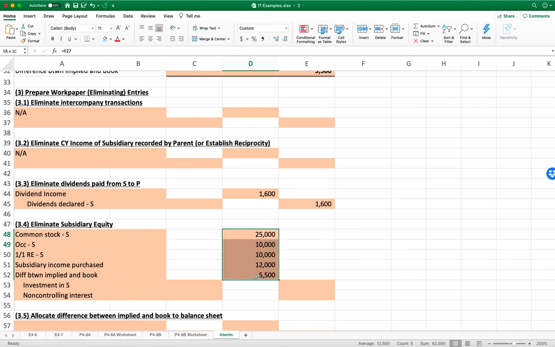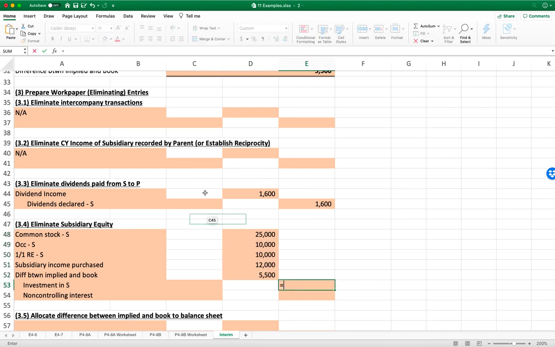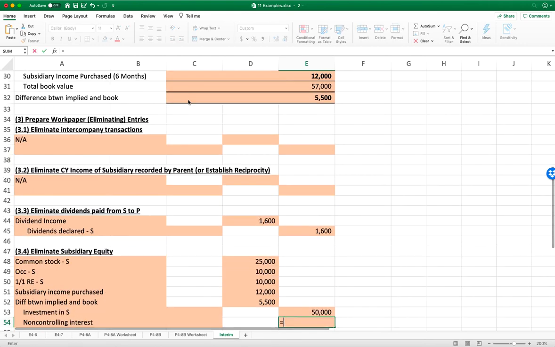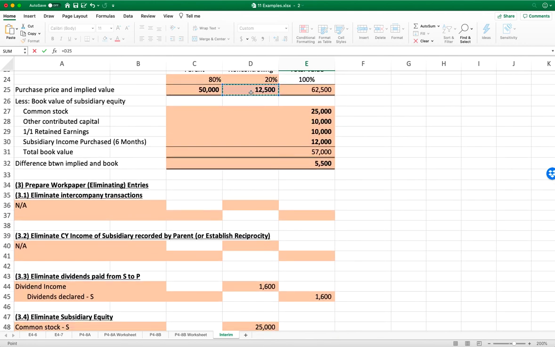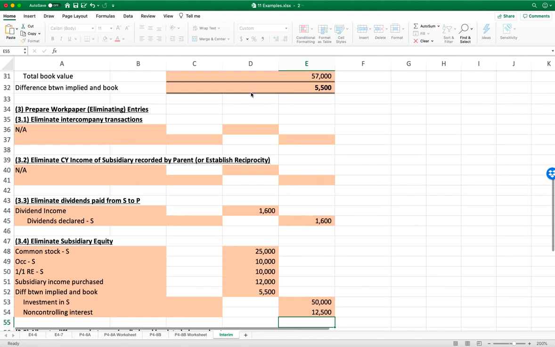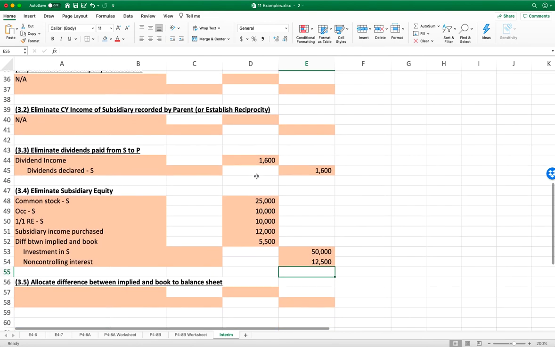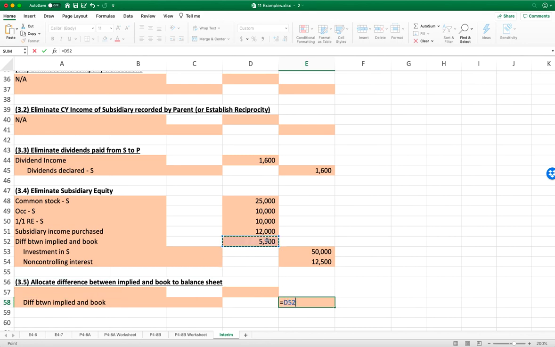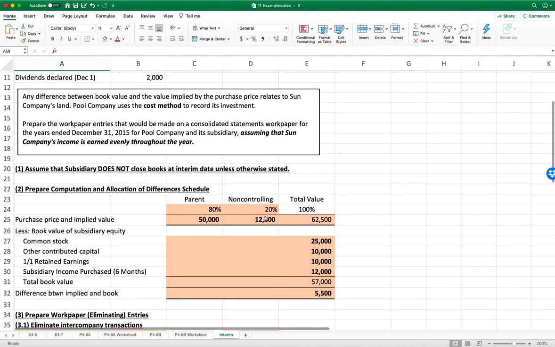So since all of our debits came from our computation and allocation of differences schedule, all of our credits can as well. So our investment in S will be our original investment of $50,000, and the non-controlling interest will be our original calculation of the value of their shares, which was $12,500. The only thing left to do is allocate our difference between implied and book, which was $5,500. And we need to head back up here and look for some evidence of what that would be.